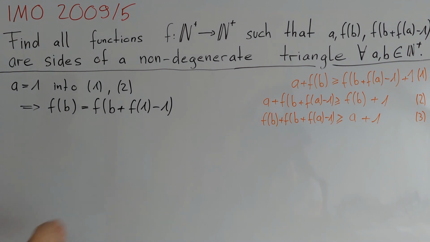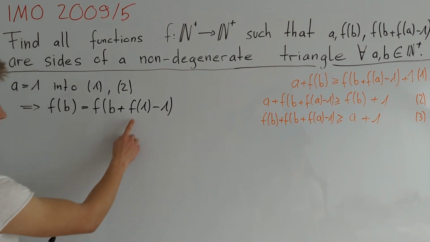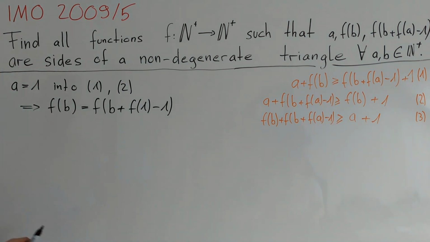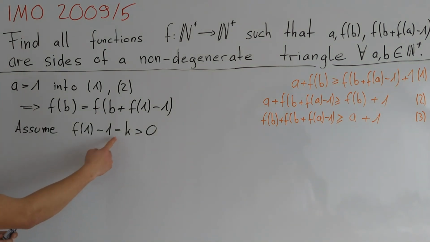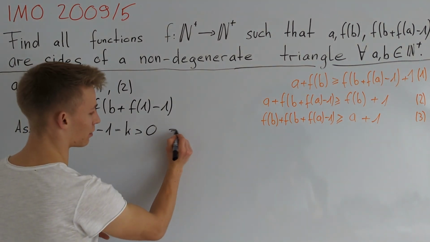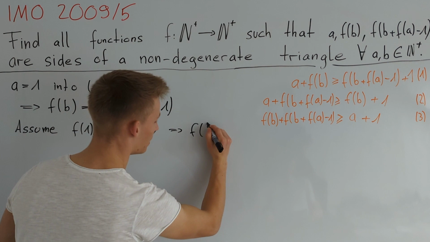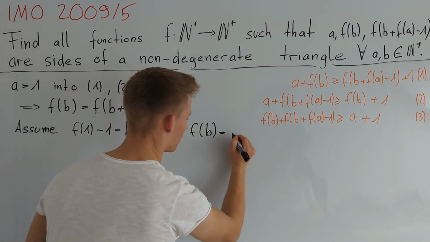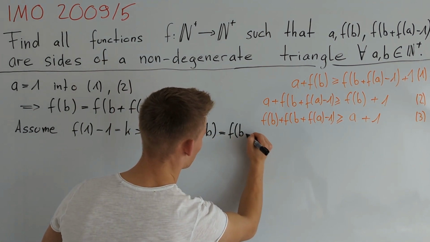In this equation, we see that if f of 1 is equal to 1, then everything is fine and the equation is obviously true. But in the case that f of 1 is not equal to 1, we see that the function is periodic, and therefore, let's have a closer look at this case. We assume that f of 1 minus 1 is equal to k, which is greater than 0. And from this, we get that f of b is equal to f of b plus k.